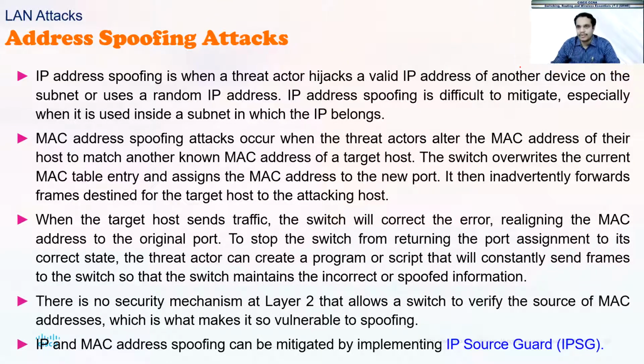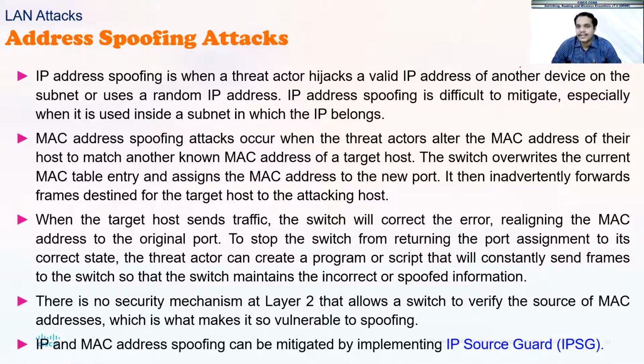As I told you, there are many ways of doing it. The first one is IP address spoofing, when a threat actor hijacks a valid IP address of another device on the subnet or uses random IP addresses. IP address spoofing is difficult to mitigate, especially when the spoofed address belongs to the same subnet. It becomes very tough to detect.